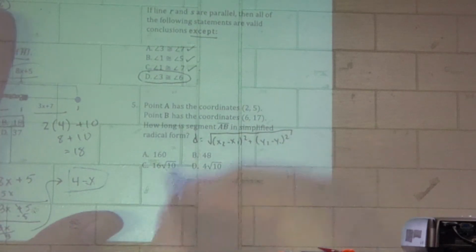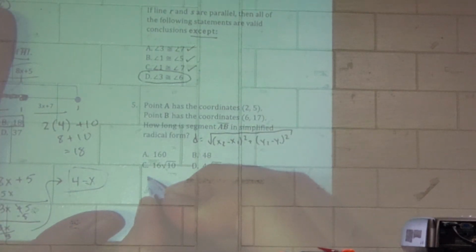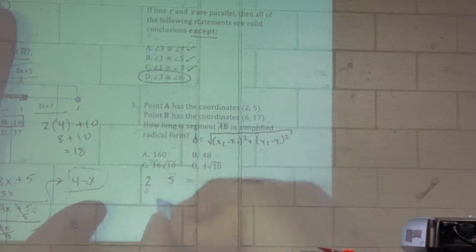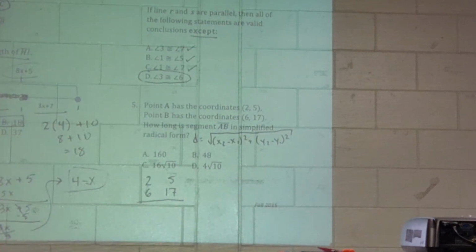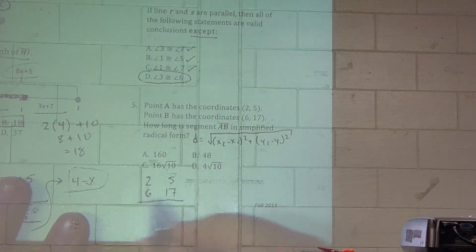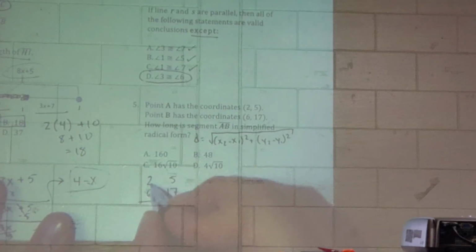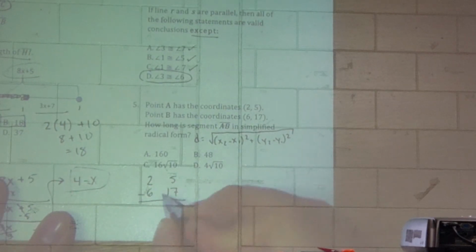I don't use it. Here's what I'm going to use instead. I'm going to put these points one on top of each other. So I'm going to put 2, 5 on top, and directly underneath it, I'm going to put 6, 17. And what I'm going to do is find the difference between 2, 5 and 6, 17. And with that difference, I'm just going to plug it into the Pythagorean theorem. So if I'm finding the difference, I'm going to change the signs on the bottom point to make them subtraction. So this is going to become a negative 6 and a negative 17.